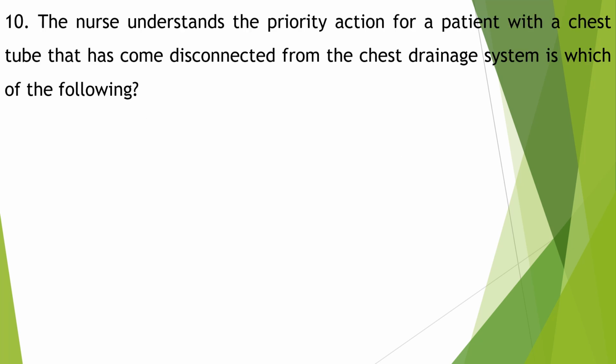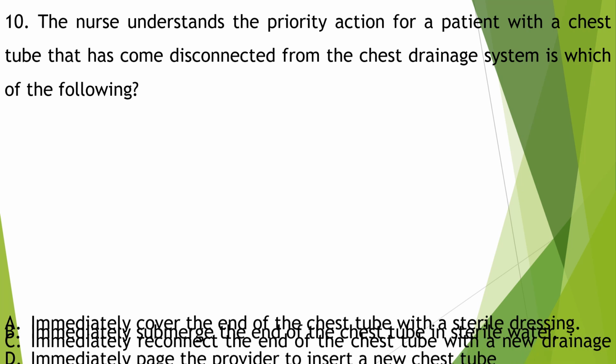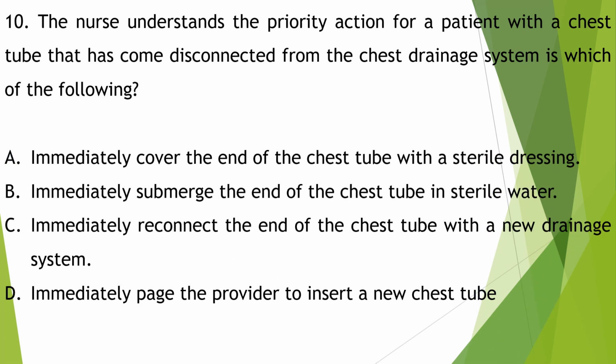So here the chest tube has become disconnected from the chest drainage system. Immediately cover the end of the chest tube with a sterile dressing. Immediately submerge the end of the chest tube in sterile water. Immediately reconnect the end of the chest tube with a new drainage system. Immediately page the provider to insert a new chest tube.